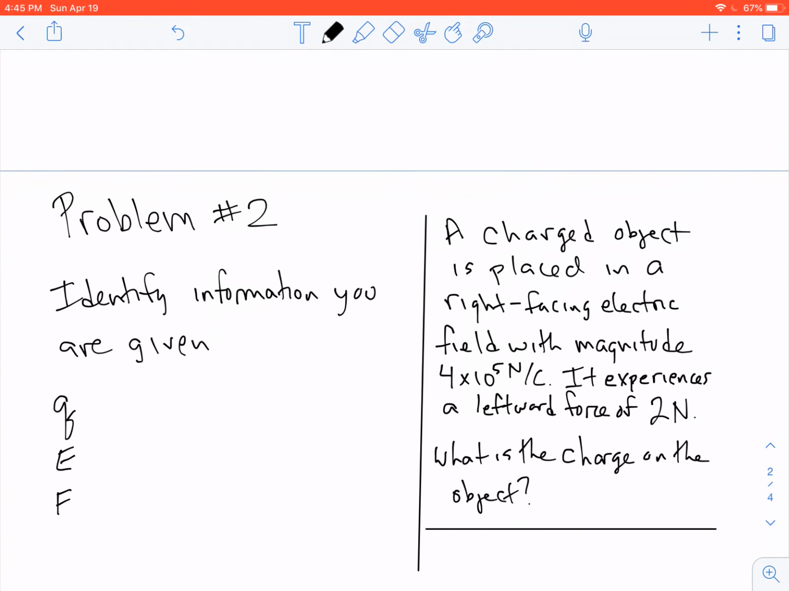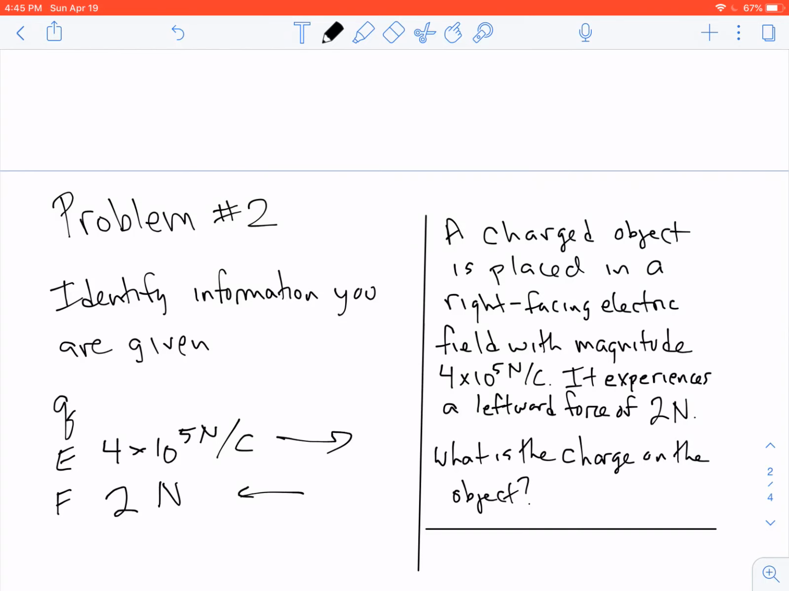Problem number 2. A charged object is placed in a right-facing electric field with magnitude 4 times 10 to the 5th newtons per coulomb. It experiences a leftward force of 2 newtons. What is the charge on the object? All right, so our electric field is 4 times 10 to the 5th newtons per coulomb to the right. And our force is 2 newtons, and it's to the left.